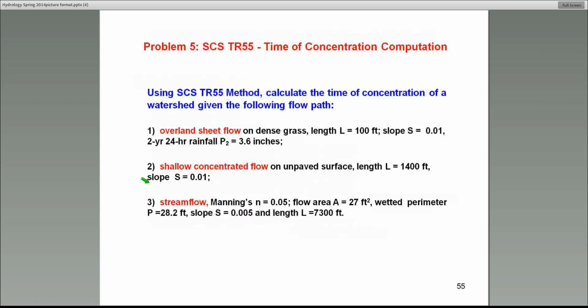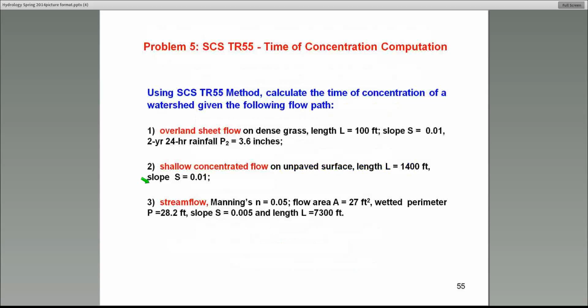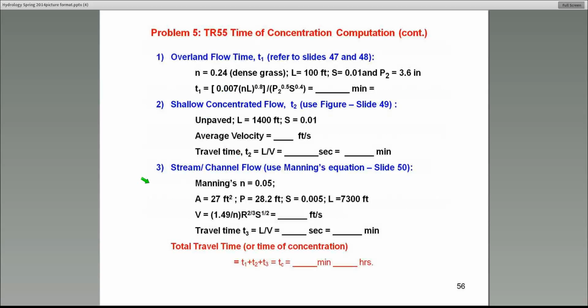All right, moving on. I've set up a problem here for you, by the way. Please work this out, problem number 5. It's on the SCS method.